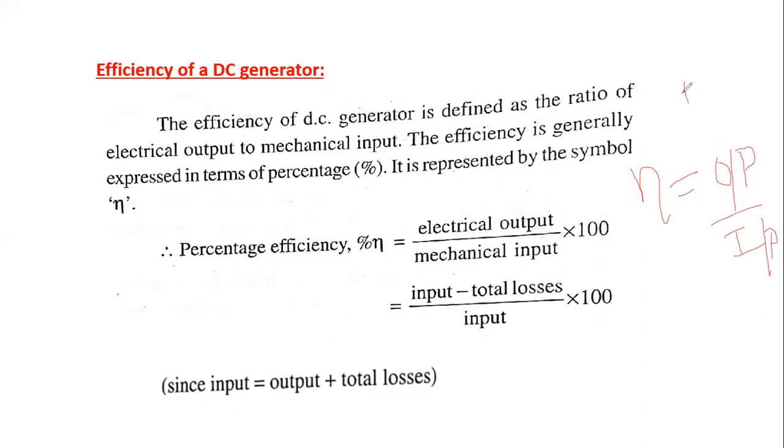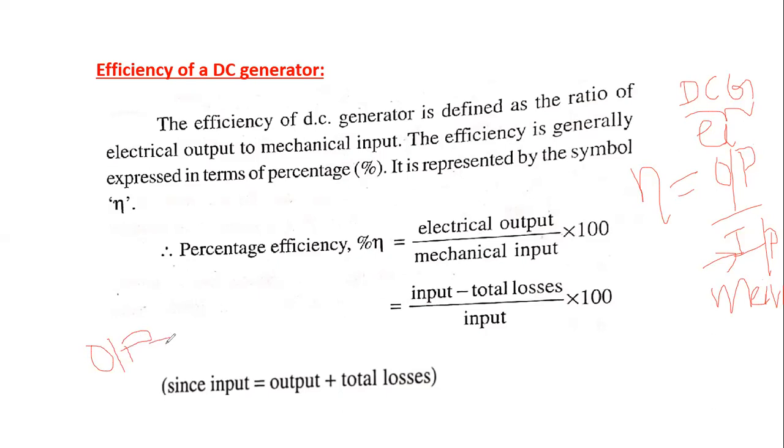We are considering the DC generator. What is the output for that generator? Electrical output. When we give mechanical energy to the generator, it is converted into electrical energy. That means the output is electrical energy, the electrical output. And what is the input? Mechanical energy, that is the mechanical input.